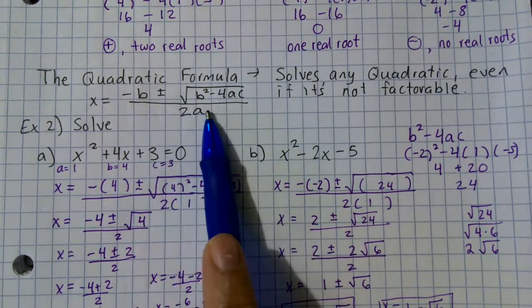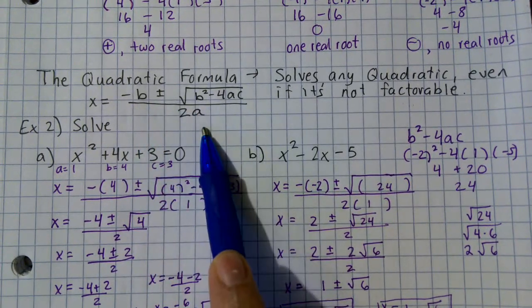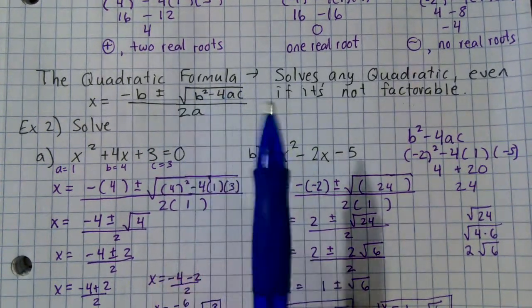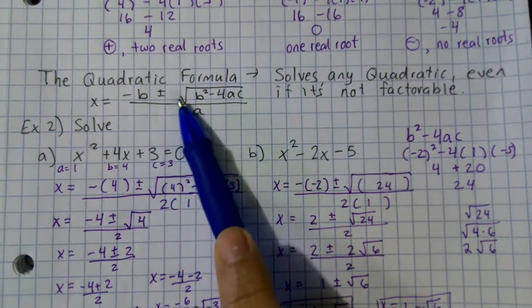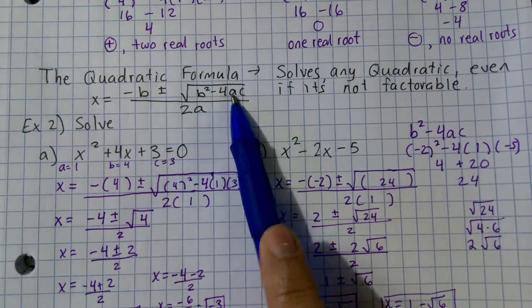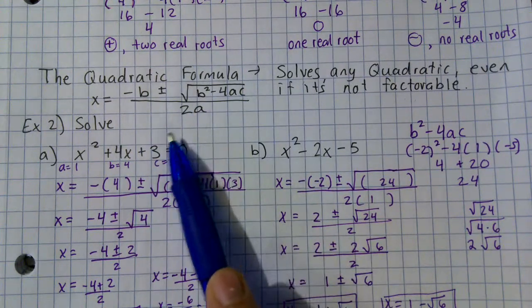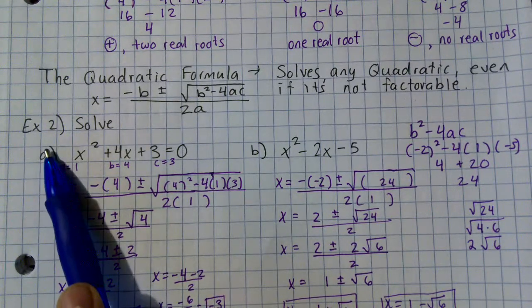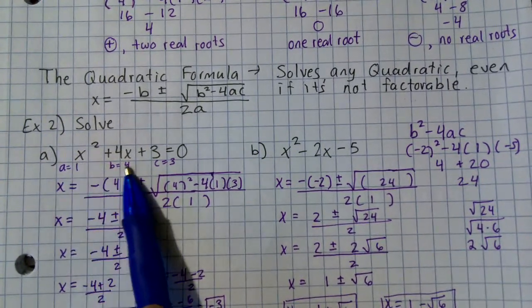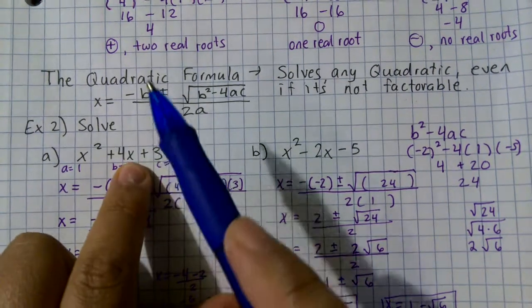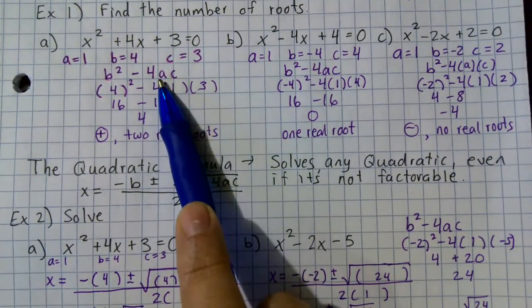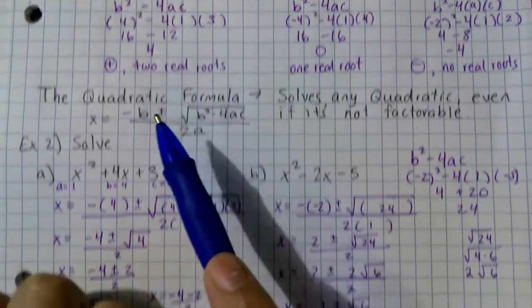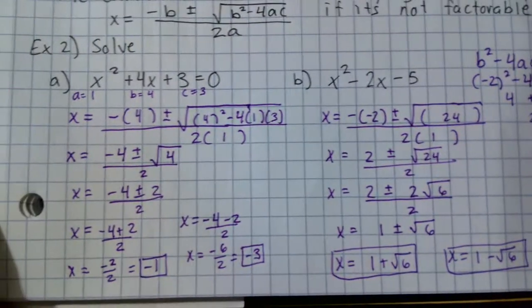It has a lot of parts to it, okay, and it's easy to make a mistake when we plug in. But the formula is x equals negative b plus or minus the square root of b squared minus 4ac, all of that divided by 2a. So if we do an example, let's say that we have x squared plus 4x plus 3. By the way, this is the same example that we did earlier. Earlier, we just found that it's going to have two real roots. We used the discriminant to say that it has two real roots. Now we're going to find out actually what those roots are.